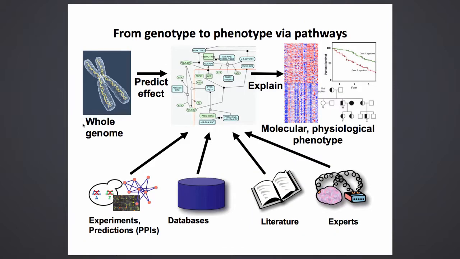Pathway analysis and network analysis may provide the missing link between interpreting genotype and phenotype, explaining phenotypes using genotype information. So on the one hand, you can collect information from the genomes through, for example, whole genome sequencing or exome sequencing. On the other hand, you have some sort of phenotypic information. Maybe this is proteomics. Maybe this is patient survival curves from a clinical study. Maybe this is inheritance trees.